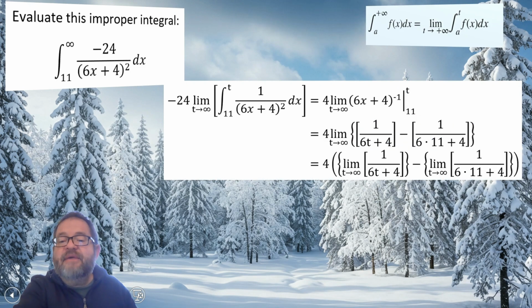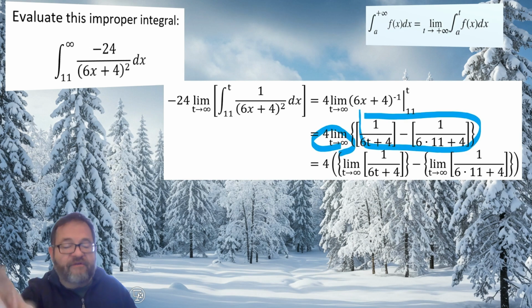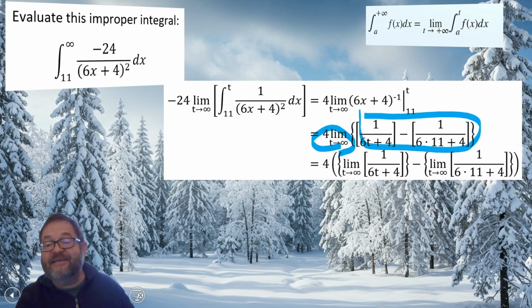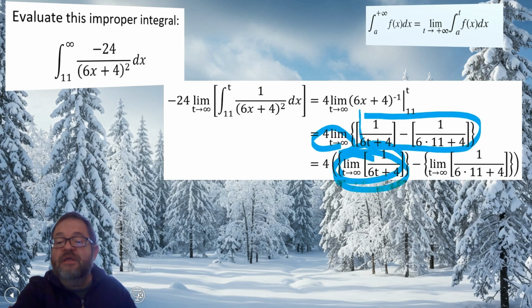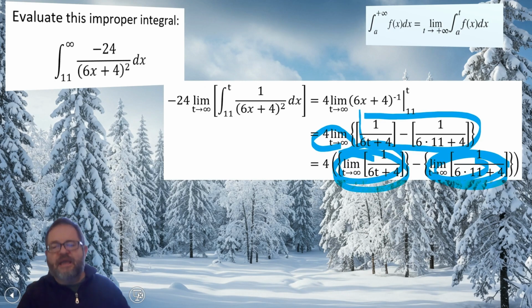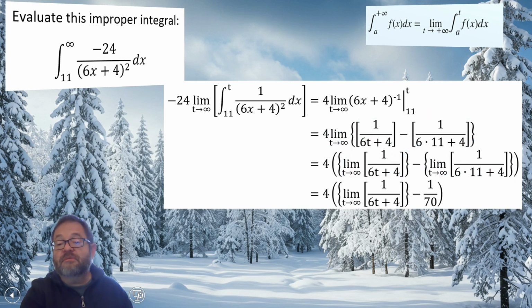Anytime you've got the limit of a difference, one of our limit laws that we learned literally back in like September was that's the same thing as the limit of the first term minus the limit of the second term. If you got just two terms hooked together with a plus or a minus, it's the limit of the first term plus or minus or whatever one you have there, the limit of the second term.